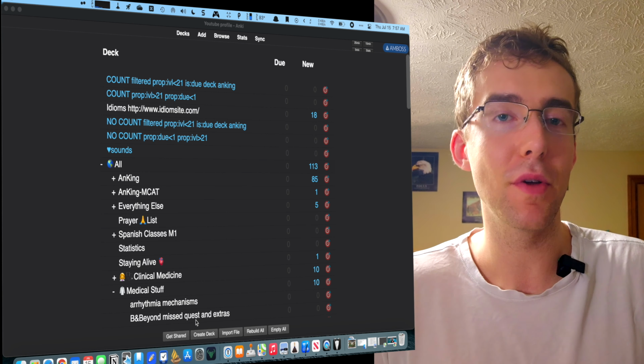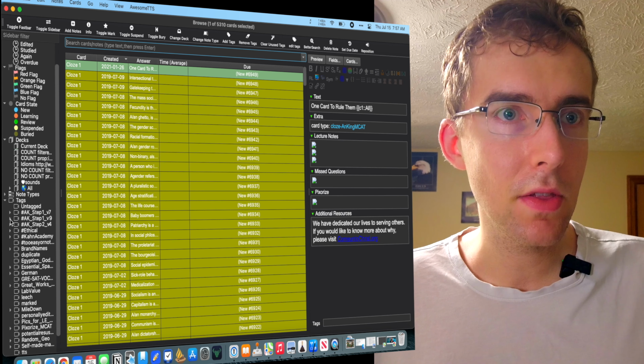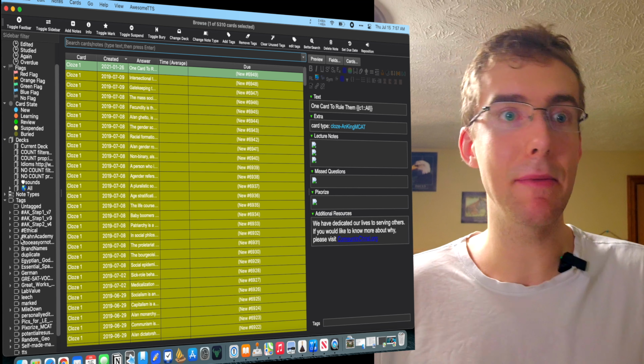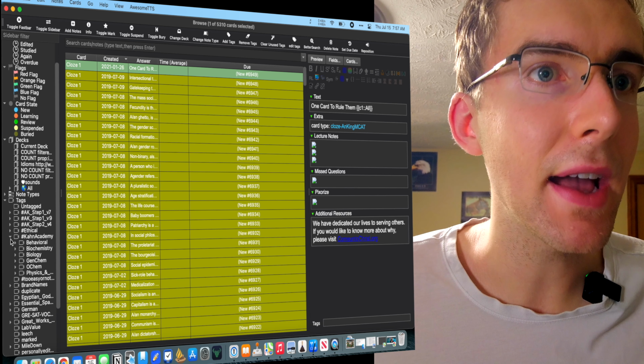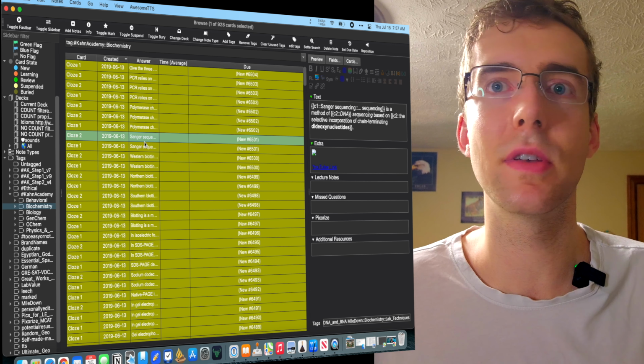There's about 5,000 cards in this deck that are suspended. But let's investigate that a little bit more. So let me go to the browse window. I hit B as in boy to get there. Let's go to hashtag Khan Academy, which are the tags for this particular deck. So biochemistry. Let's kind of look through some of these cards and see what's going on.